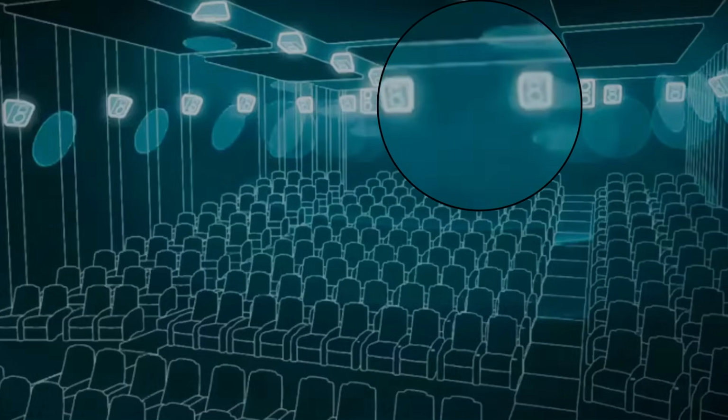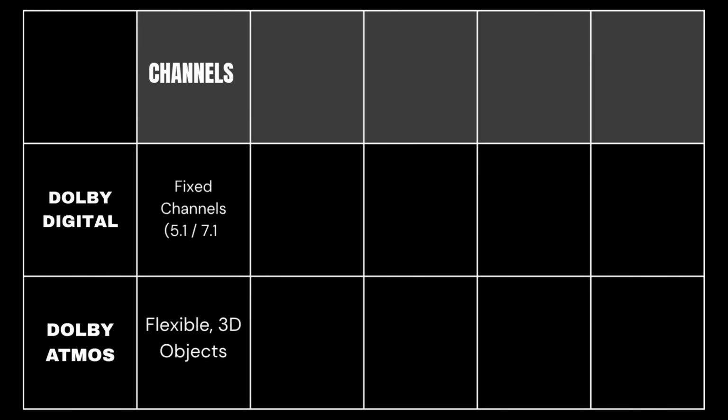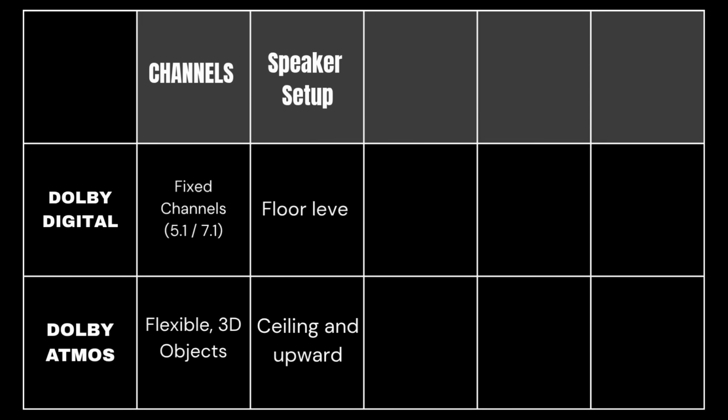All right, let's compare them head to head. Here's the breakdown. Channels. Dolby Digital is limited to fixed channels like 5.1 or 7.1. Atmos uses flexible audio objects. Speaker setup. Dolby Digital uses floor-level speakers. Atmos adds ceiling or upward-firing ones. Experience. Dolby Digital surrounds you. Atmos surrounds you and floats sound above you.